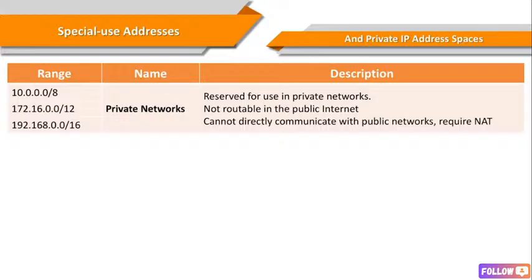Packet addresses in these ranges are not routable on the public internet because they are ignored by all public routers. Therefore, private hosts cannot directly communicate with public networks, but require Network Address Translation, or NAT, at a routing gateway for this purpose. But no worries, we'll talk about NAT coming up next.